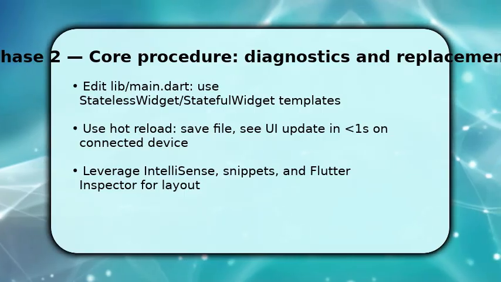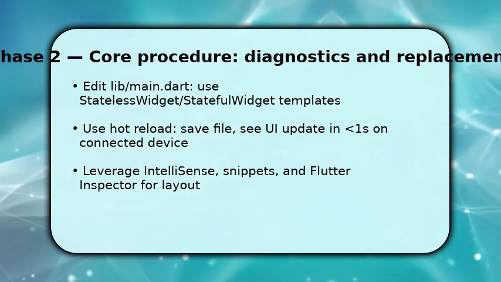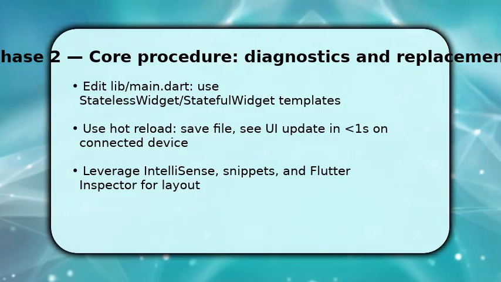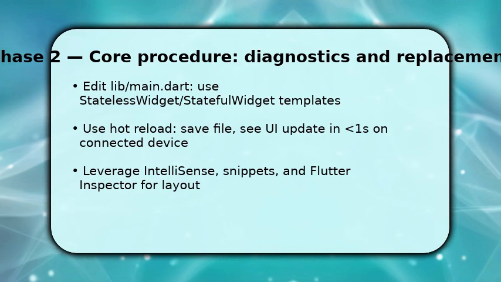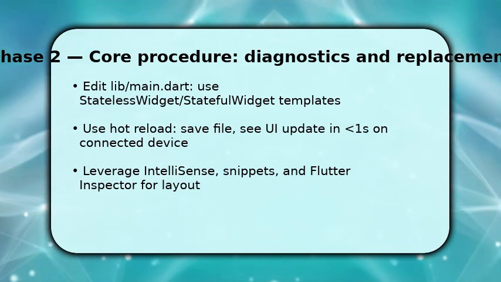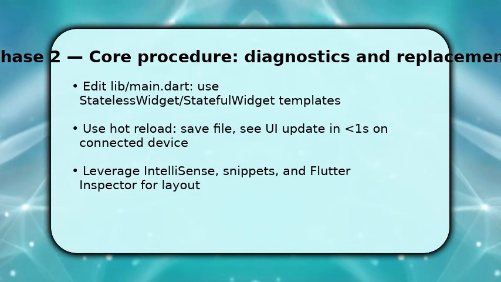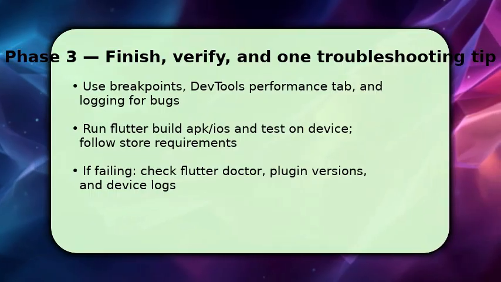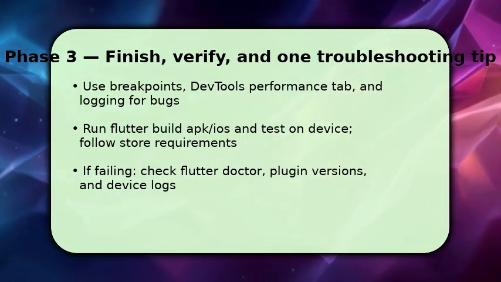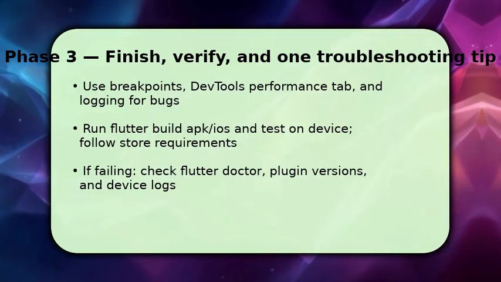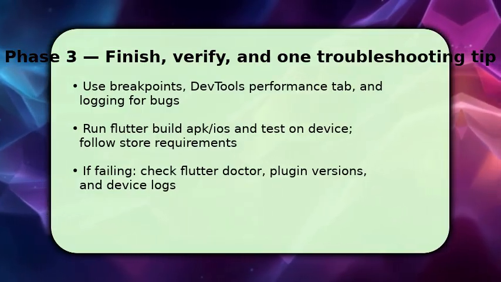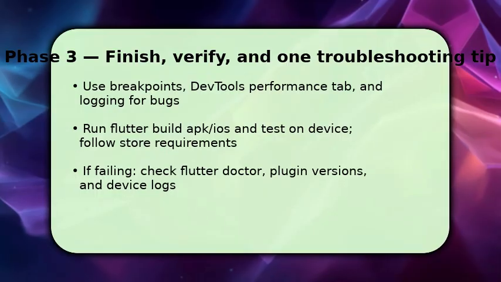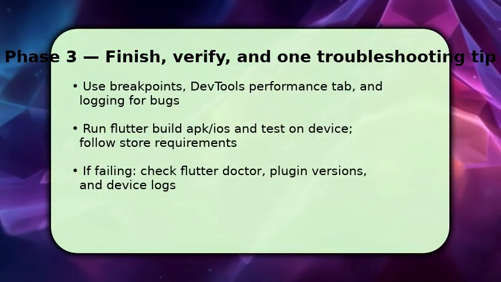Also use the Flutter inspector and widget tree to diagnose layout issues and understand why a widget sizes the way it does, or you wrap up by validating behavior and preparing a build for deployment. Think of this as quality control. Attach a device or emulator and set breakpoints in VS Code to inspect variables and call stacks. Open DevTools for performance and memory insights, and run Flutter Build App or Flutter Build iOS when ready to package.